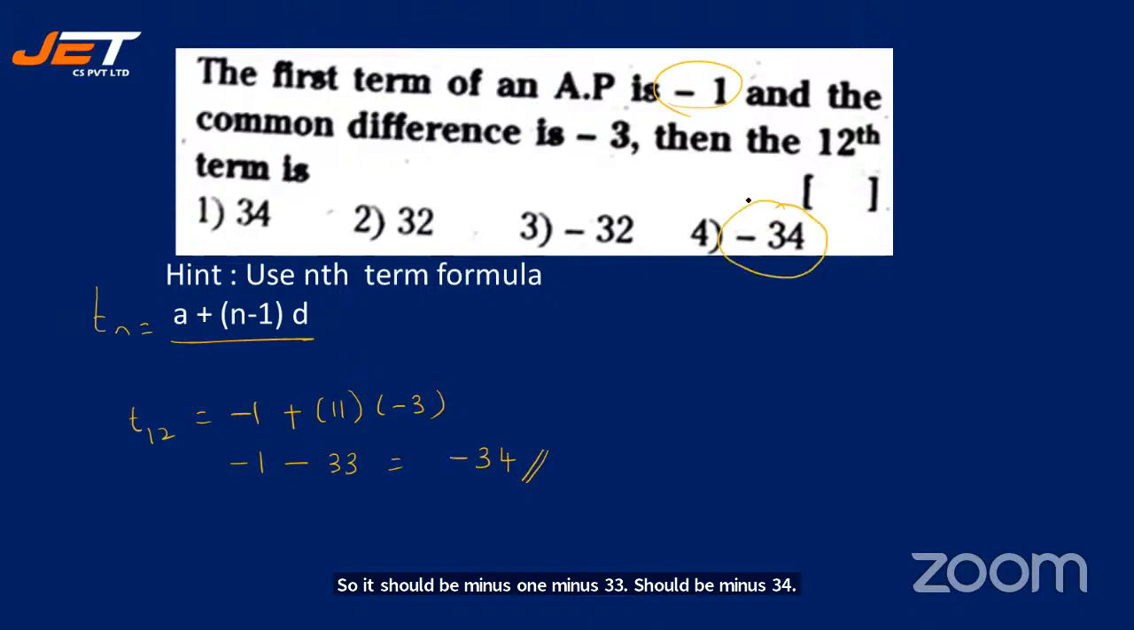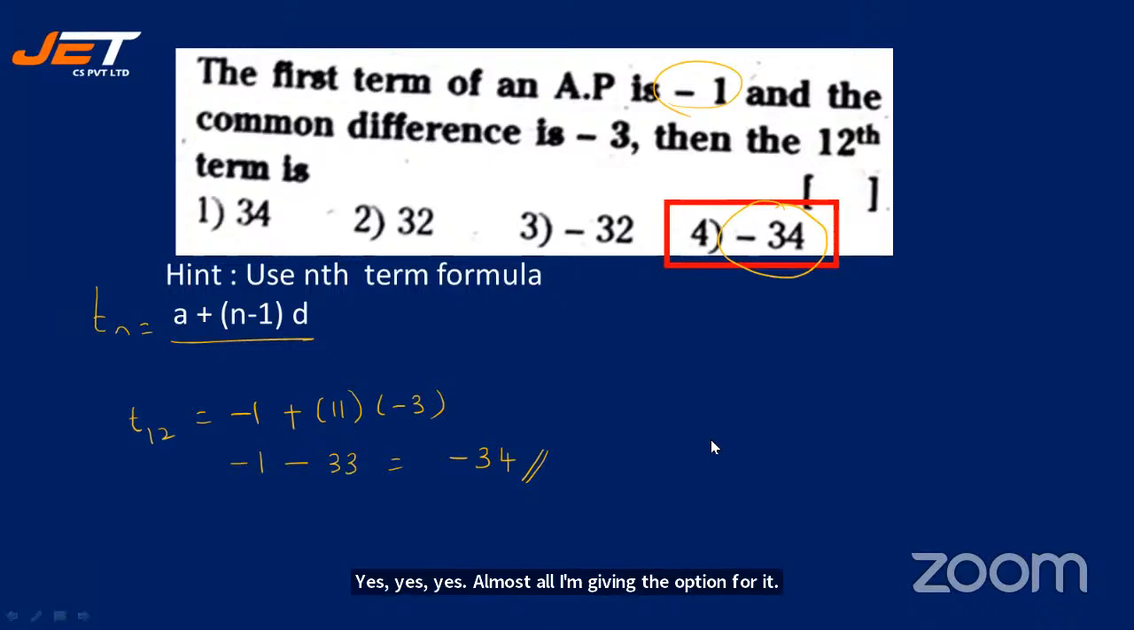Let's check anyway. Yes, perfect. Now let me see how many are giving me option 4. Yes, yes, yes. Almost all are giving me option 4. I cannot read your names because the names are literally running. Perfect. Let's move on to the next question.